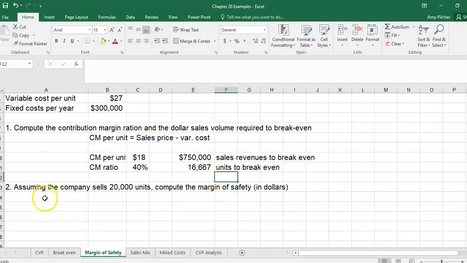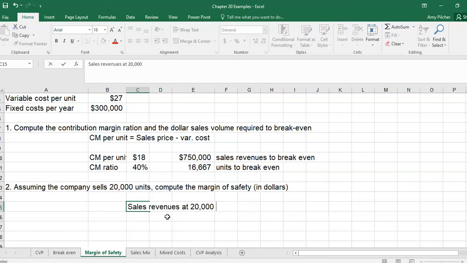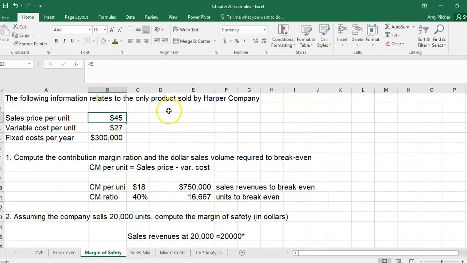The second question is, assuming the company sells 20,000 units, compute the margin of safety in dollars. So remember, our margin of safety is the difference between our projected sales revenues and our sales revenues to break even. So our sales revenues at 20,000 units is 20,000 times our sales price of $45 per unit.